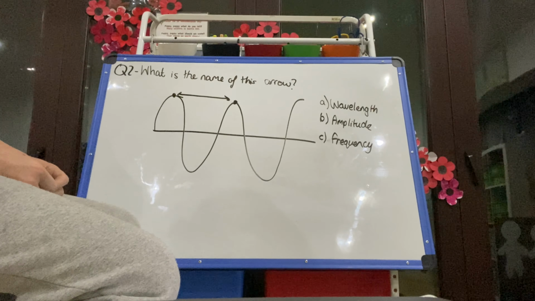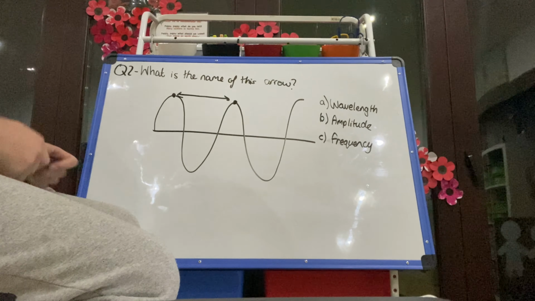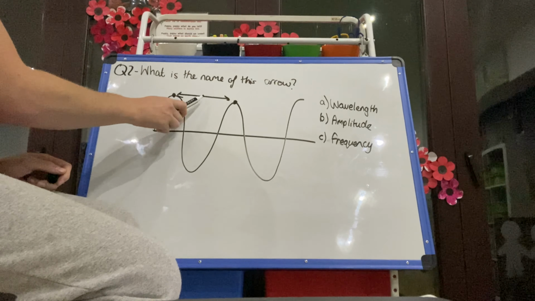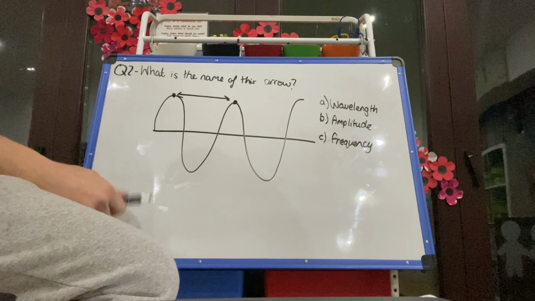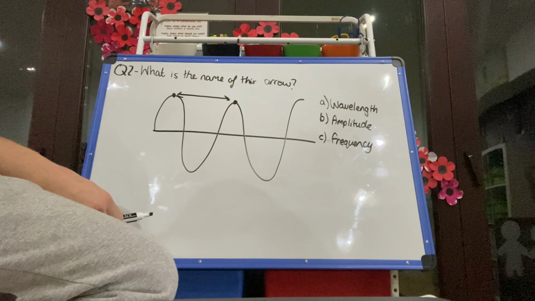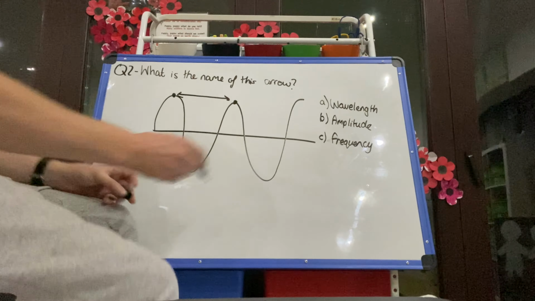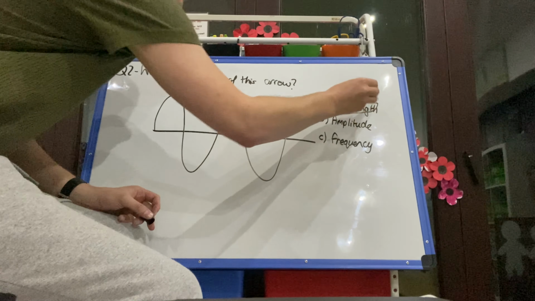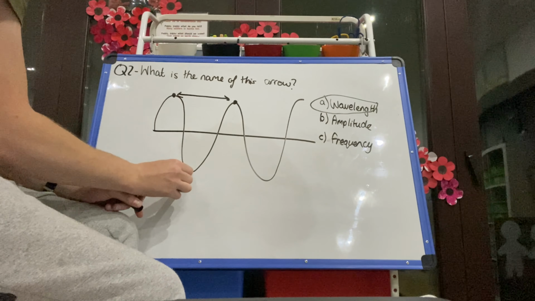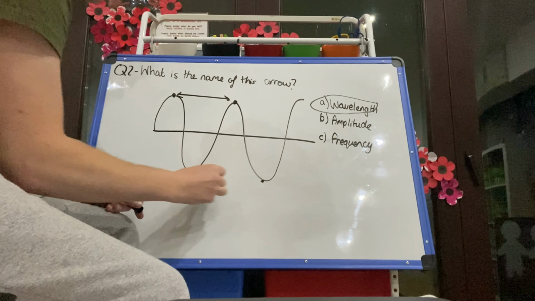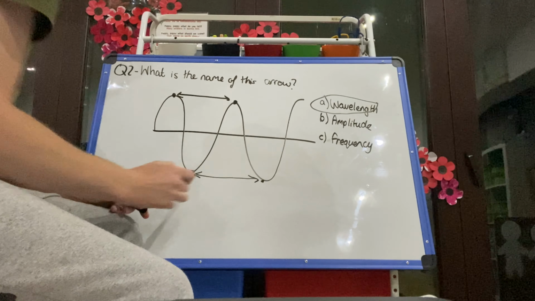So question number 2, what is the name of the arrow here? Now it is described as peak to peak. So is it A, the wavelength, B, the amplitude, or C, the frequency? And the answer is in fact A, the wavelength. So from peak to peak or trough to trough, that is what is known as the wavelength.